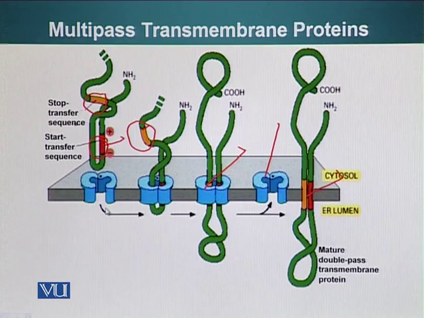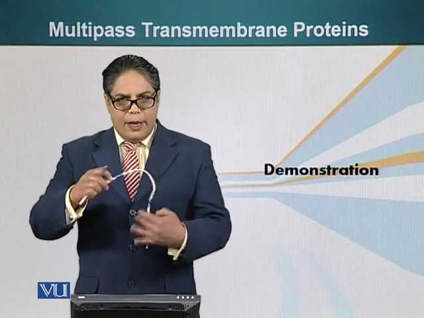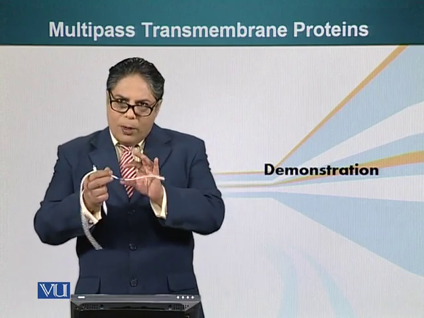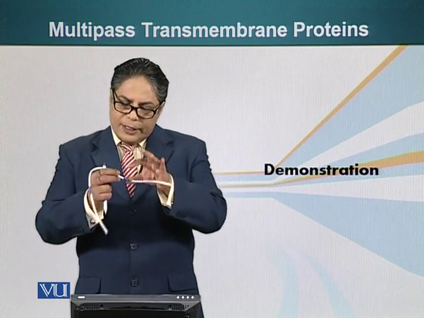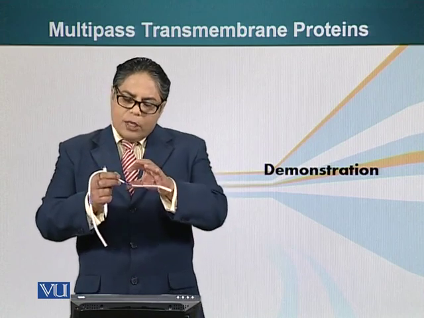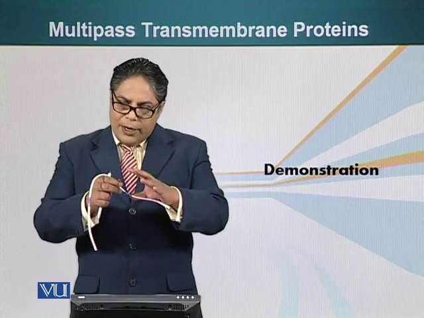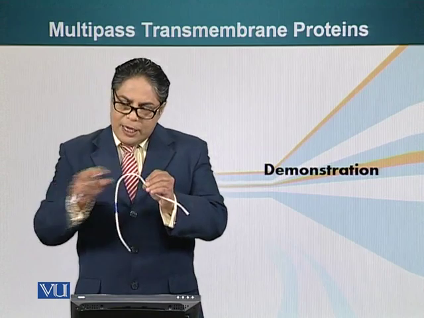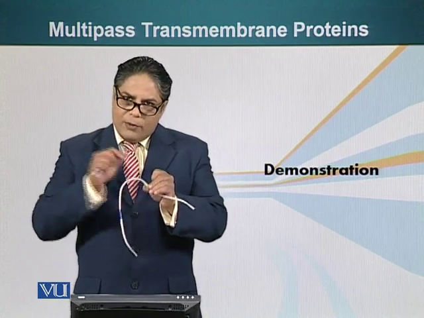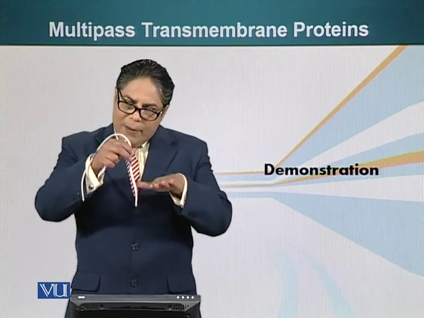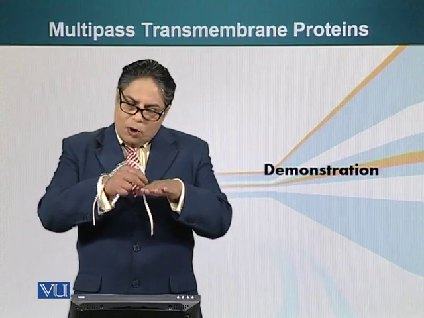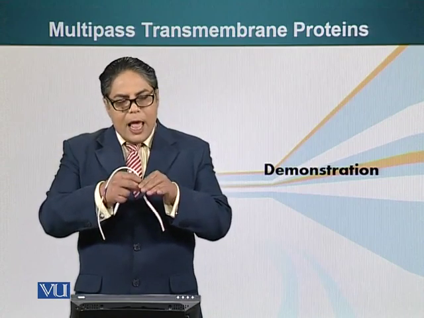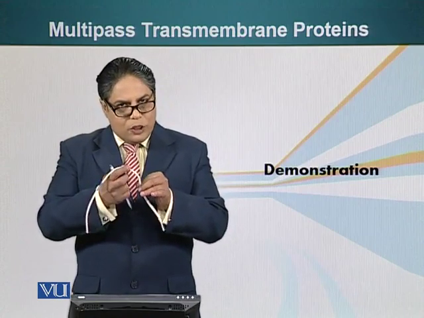I would like to demonstrate this. We are going to use this cord as our protein. Protein synthesis will halt once this blue domain comes out. This is the start transfer sequence. Once this is exposed, the signal recognition particle will grab this whole complex, this little piece of protein along with the ribosome, and take it to the endoplasmic reticulum. Once it docks, the protein will be inserted through the Sec61 translocator and the rest of the protein synthesis will resume.